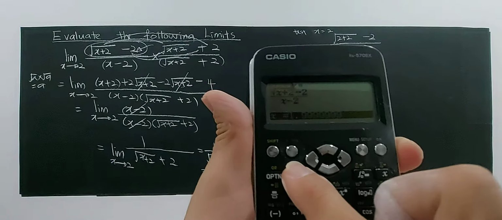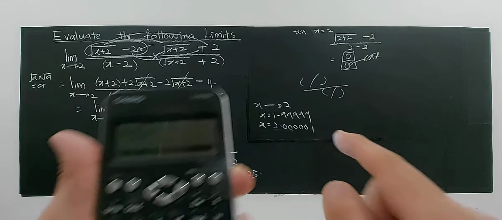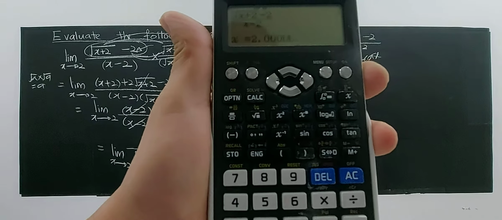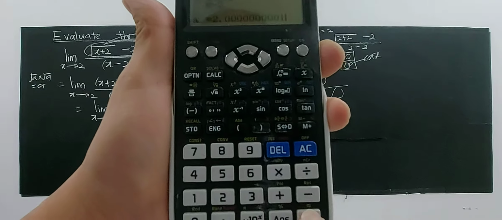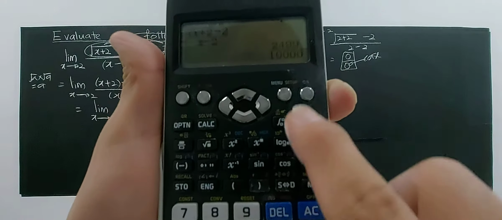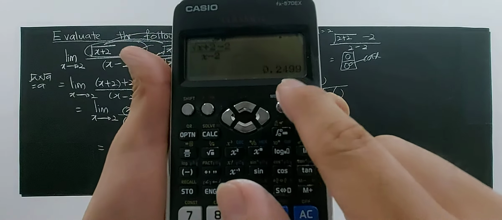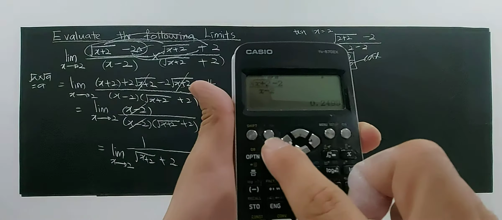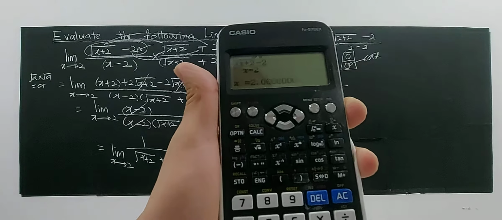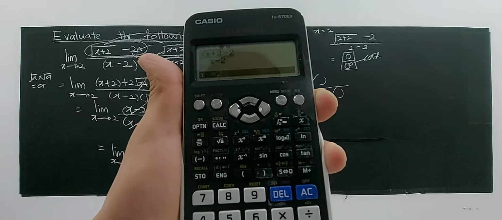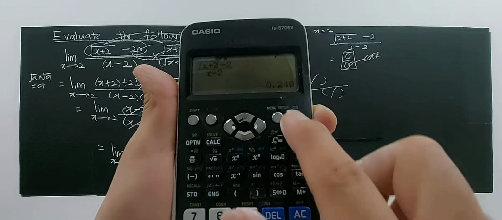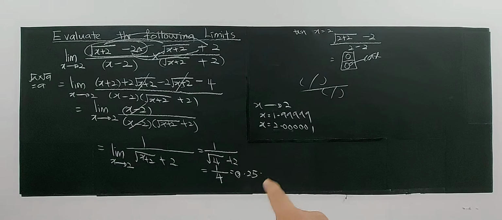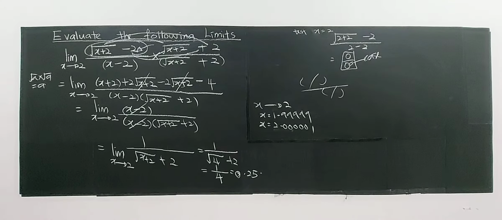So or I can calculate 2.00001. Then I'm pressing equal. Okay, never mind, I'm getting this, but this is nearly 0.25, right? Nearly 0.25. Calculate 2.000001. Okay, I get nearly 0.25. Alright, so you can confirm that your answer is correct. So let's move on to the last example.